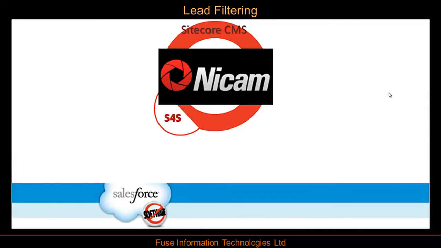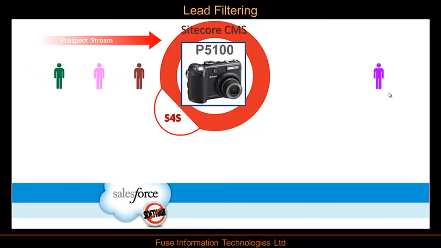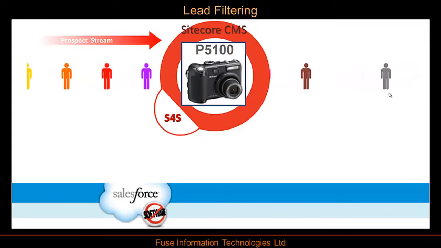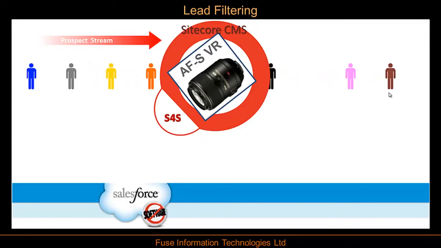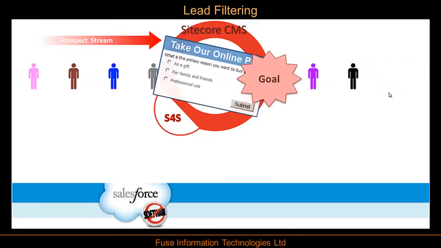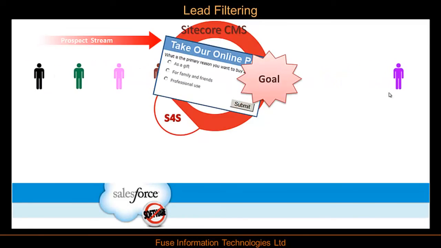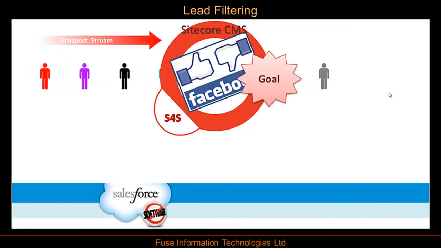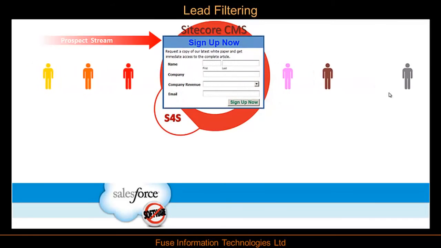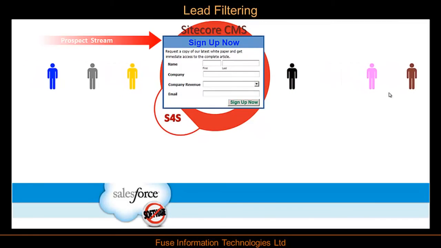Let's look at some lead filtering in the NICAM demo website. A stream of visitors visits the website. They look at various artifacts on the website. Here we've got a camera and lenses. In some cases they attain a goal, and our objective is for them to sign up.